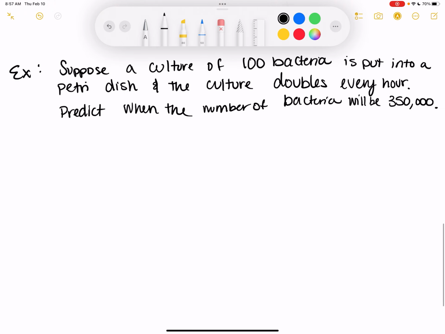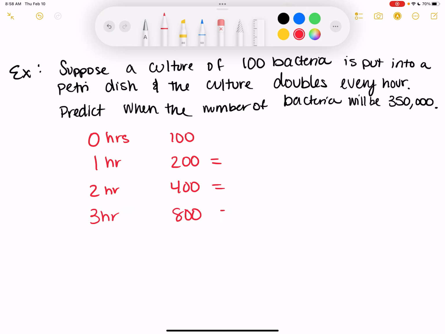Don't you just divide 300? Because if it doubles every hour, if it's 100 and doubles, then it'd be 200. If 200 doubles, it's 400. So you can't just divide. Exactly. So at hour 0, we start with 100. At 1 hour, it'd be 200. At 2 hours, like you said, it's 400. And then at 3 hours, what would it be? 800.